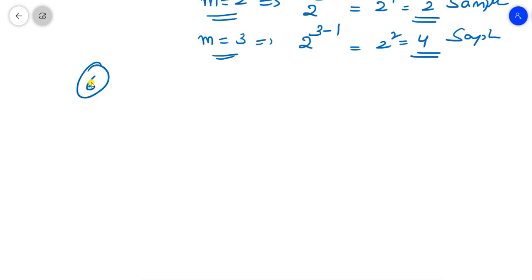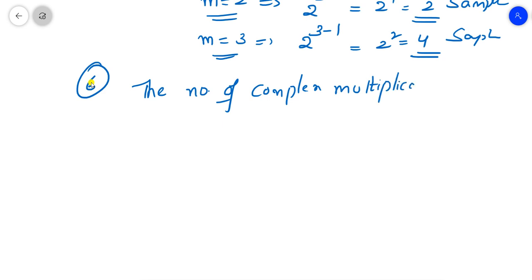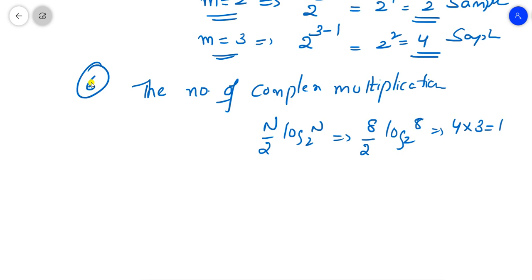Step 6 is the number of complex multiplications. The total number of complex multiplications is given by the direct formula n by 2 into log n to the base 2. And we know the n value, so 8 by 2 into log 8 to the base 2. So that is equal to 4 into 3, which is equal to 12. The number of total complex multiplications required in decimation in time algorithm is 12.